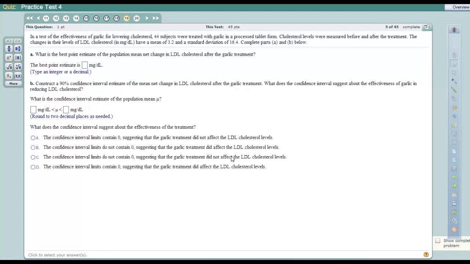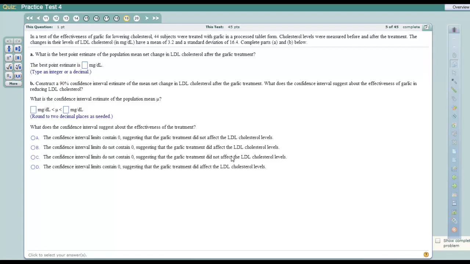I skipped it. All right, let's see what else we have here. What is the best point estimate of the population mean net change in LDL cholesterol after the garlic treatment? The best point estimate for the population mean is the sample mean. X bar is the best point estimate. So in this case, that would be 3.2. That's our best point estimate.